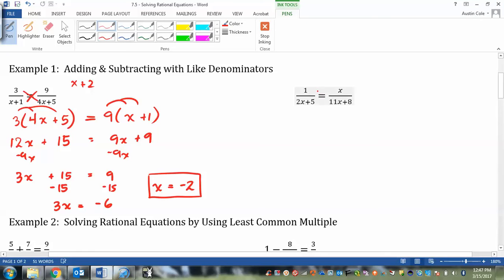Okay, same idea here. We're going to cross multiply. So I'm going to have 1 times that, which is really just going to be 11x plus 8. And then when I cross multiply, this is going to give me x times 2x plus 5. If I distribute my x there, I'm going to get 2x squared plus 5x. And then on the left, I get 11x plus 8.